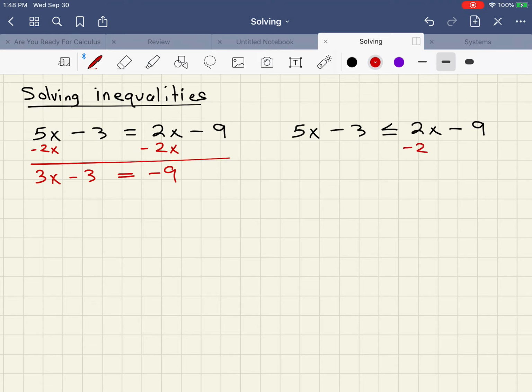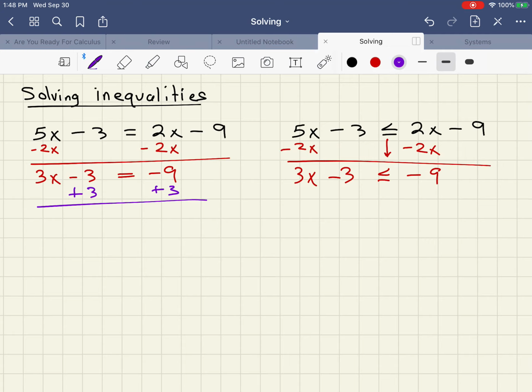So I could do the same exact thing here. I'm going to subtract 2x. I get 3x minus 3. I drop down the inequality, and I drop down the minus 9. The next piece that I'm going to take care of is this minus 3. I'm going to add 3 to both sides.